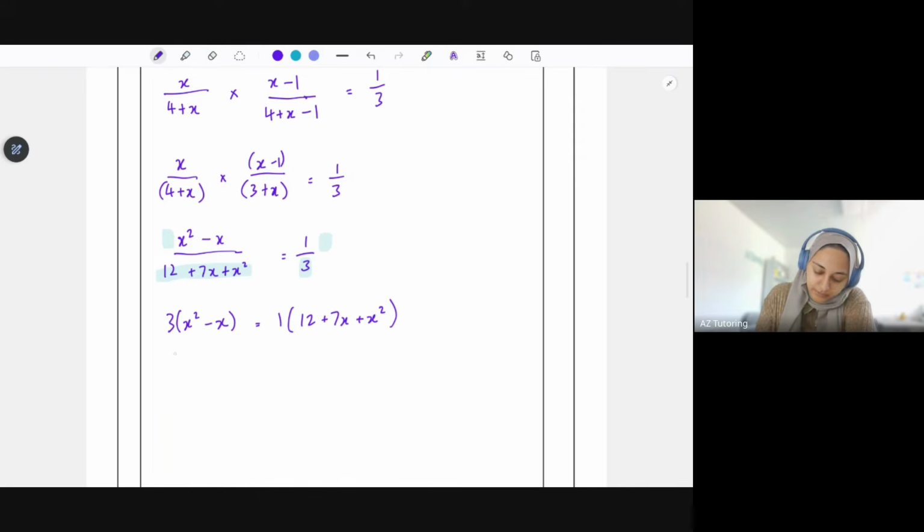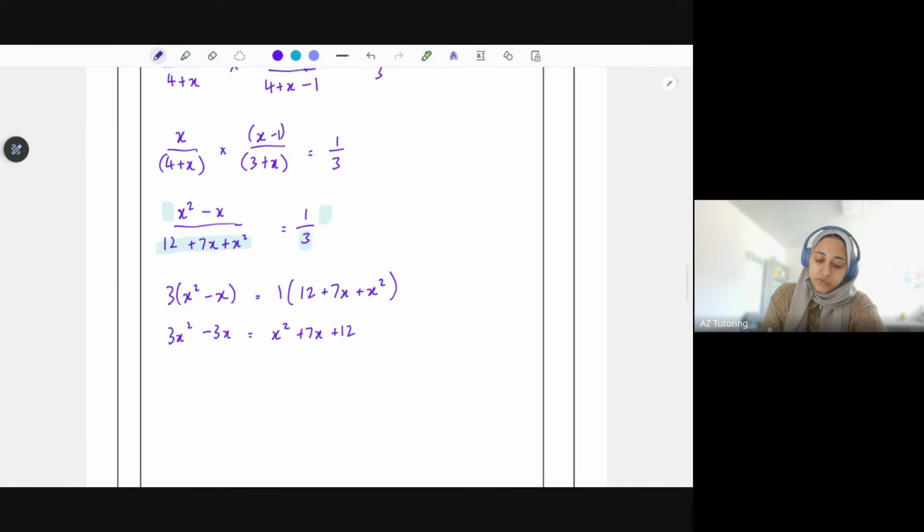Okay, let's expand. We get 3x squared minus 3x equals 1 times all of this. All this is just going to remain the same. I'm just going to change the order and put it x squared, then my x, and then my number. So x squared plus 7x plus 12.